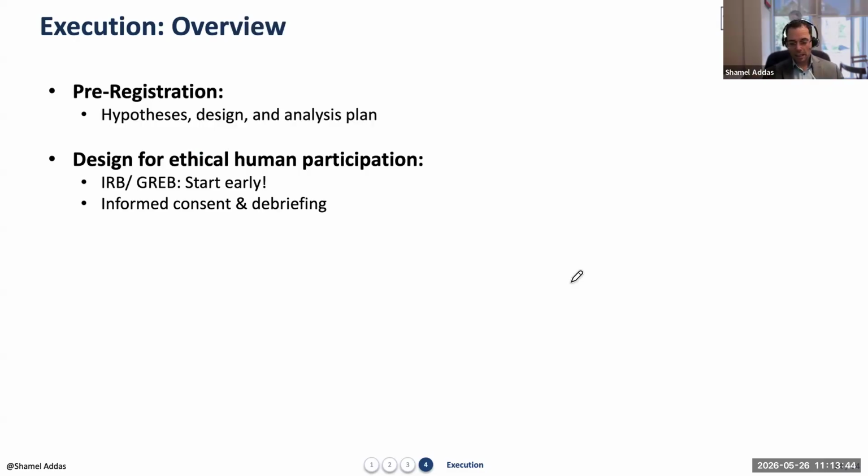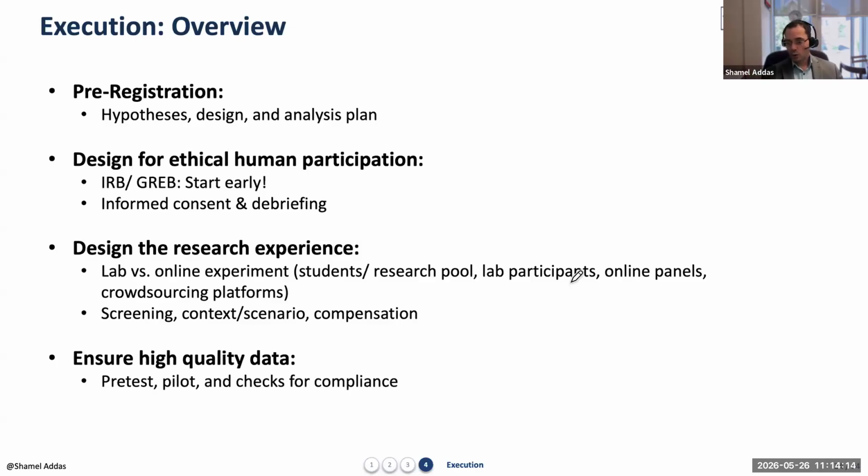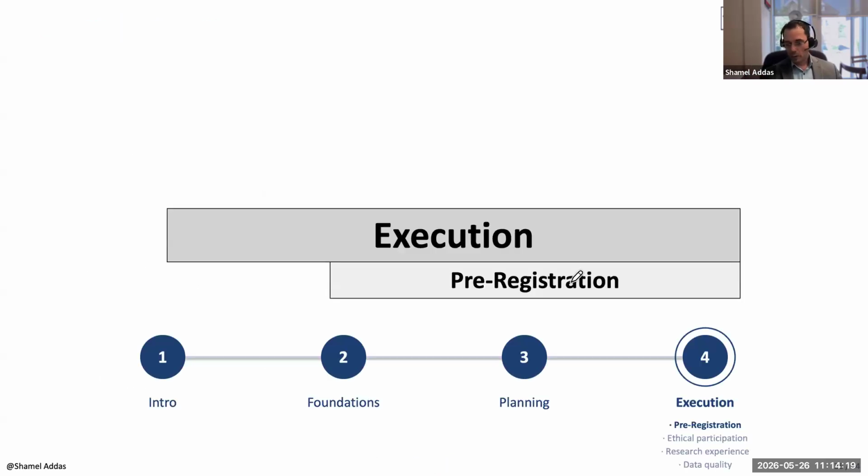The second thing is designing for ethical human participation. So if you're conducting a study with human participants, you want to get all the ethics approval. You need to start early because there will likely be lots of iterations. You need to think about how you're making this study safe for your participants: informed consent, debriefing, and so on. Then designing the experience itself. You ask questions about lab versus online, how do we screen, how do we design the context and the scenario, how do we compensate participants, and finally, how do we ensure that the data is high quality? All right, so let me go quickly one by one.